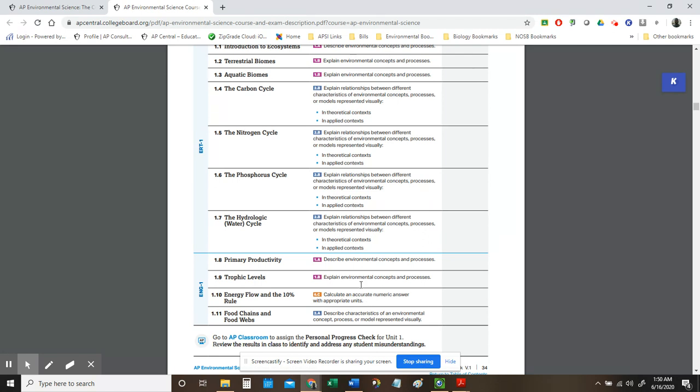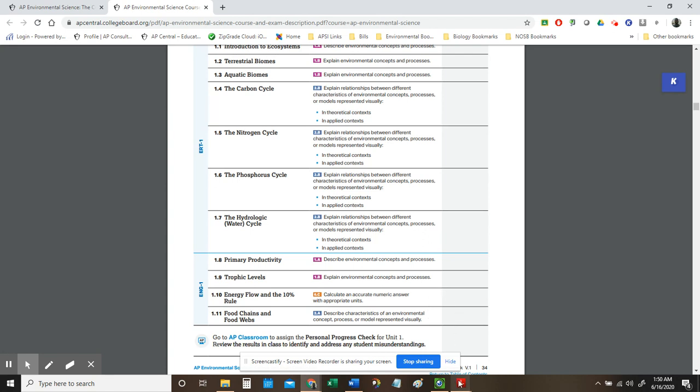And the skills are going to be explain environmental concepts and processes, calculate a numeric answer with appropriate units, and of course, describing characteristics of that concept or process and representing it visually. So the lab we're going to go over today is a really useful lab, and it is able to cover all of these at once.